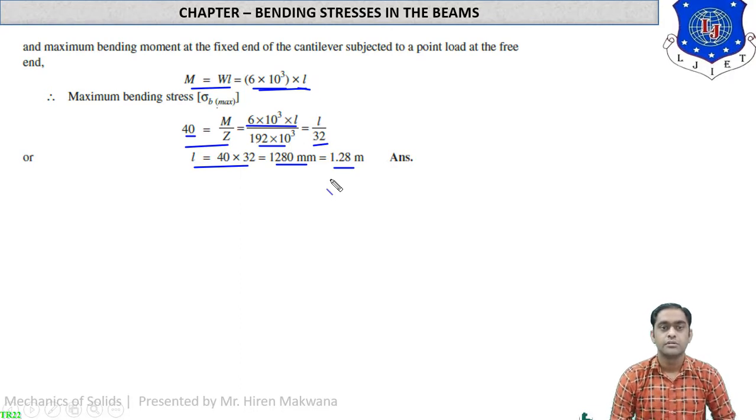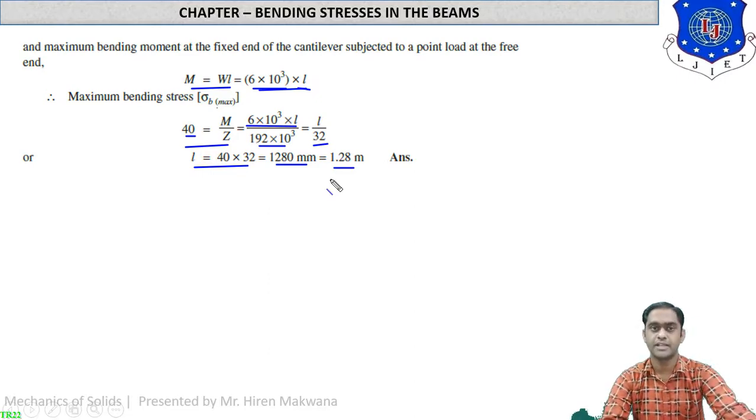And now last sum is of cantilever beam. So bending moment is the second formula, which is W into L. In case of simply supported beam subjected to central point load, it is WL by 4. And in case of simply supported beam subjected to UDL on entire span, the moment is WL square by 8. So these are the several formulas which you have to remember to complete this type of numericals.